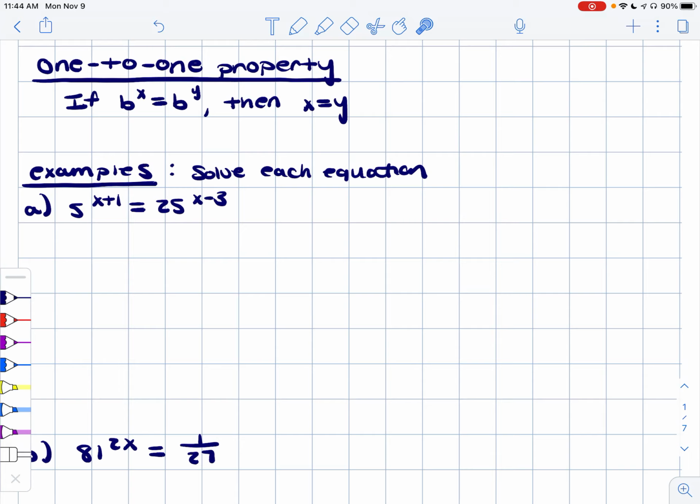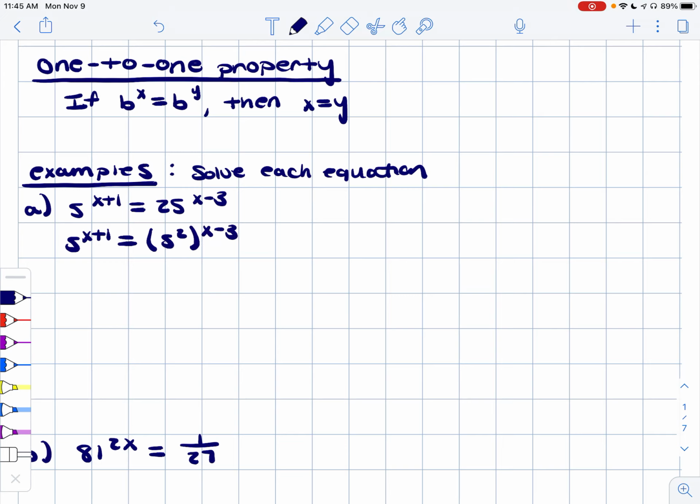All right, so our first one we have is 5 to the power of x plus 1 is equal to 25 to the power of x minus 3. Now, obviously, right now, we don't currently have the same base on both sides. The left-hand side has a base of 5, the right-hand side has a base of 25. But we are able to rewrite both sides with the same base because 25 is a power of 5. So what we can do is we can rewrite 25 as 5 squared.